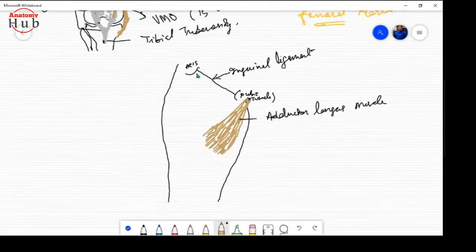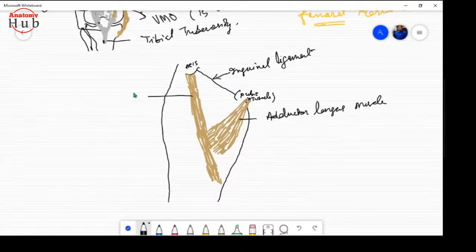Right, now from the ASIS, you will find another muscle. No, what is that muscle? That is your sartorius muscle. Right. So the sartorius muscle is coming downward and medially, and it overlies it because it is the most superficial muscle. So it just overlies the adductor longus muscle and comes downward and medially. Okay, so this muscle will be your sartorius muscle.